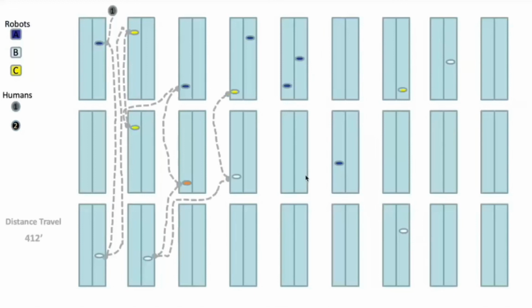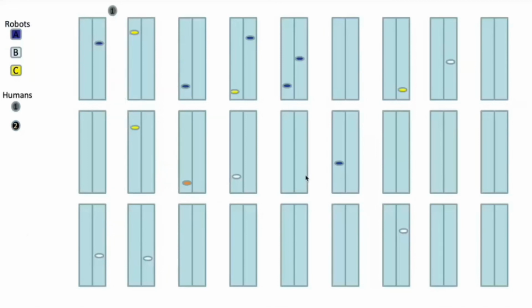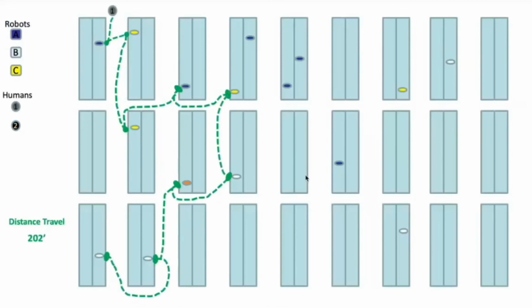In summary, this slide shows the travel path traveled by Picker 1 with only robot-assisted picking. The total travel distance here is represented by about 412 feet. This slide shows the path with human-robot coordinated picking, showing travel of a total of 202 feet with an over 50% reduction in human travel. And this slide shows the 2 pick paths, the before and after overlaid.